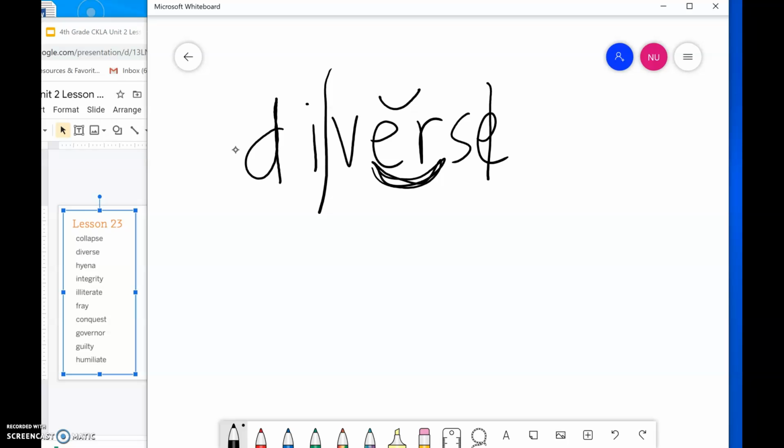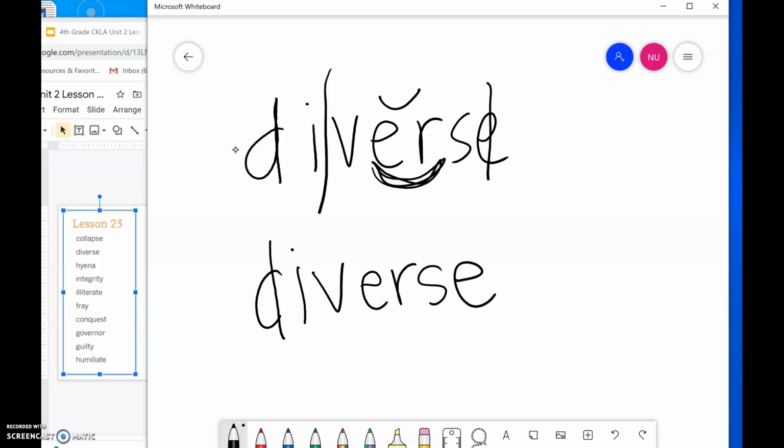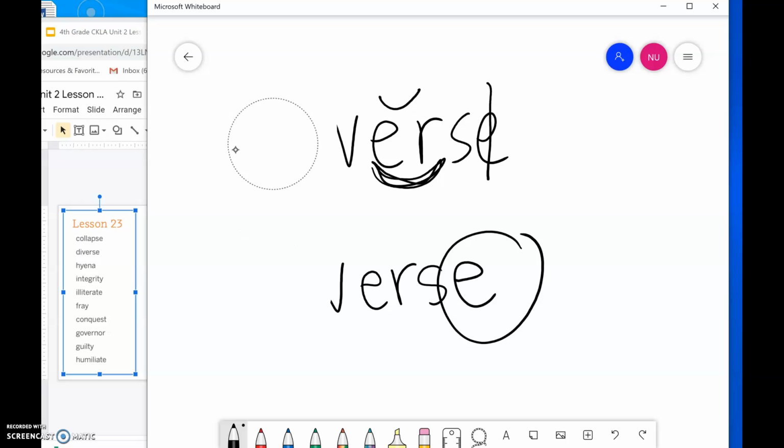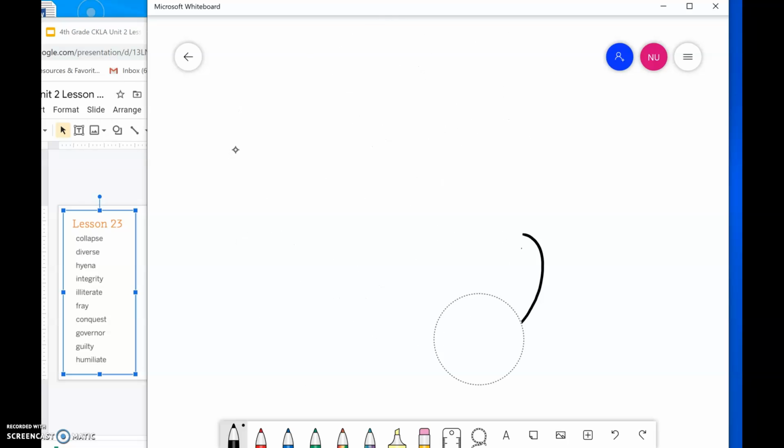So diverse, 2 syllables. When you think of spelling the word, you just want to do the first syllable, di, and then verse with that silent E. Just don't forget that E at the end of the word. Okay. Let's do the next word. We're only going to learn 5 of the words today, and then tomorrow we'll talk about the other 5.